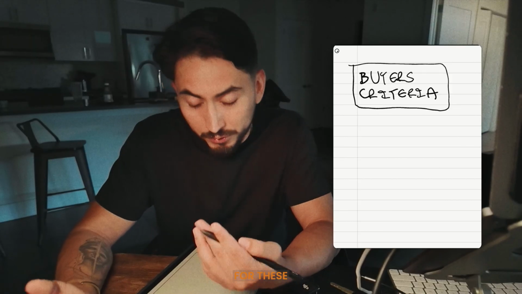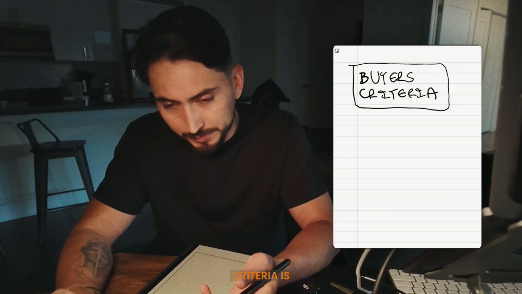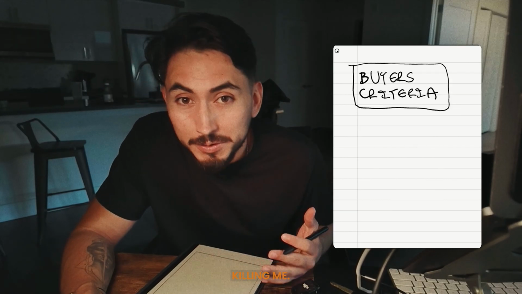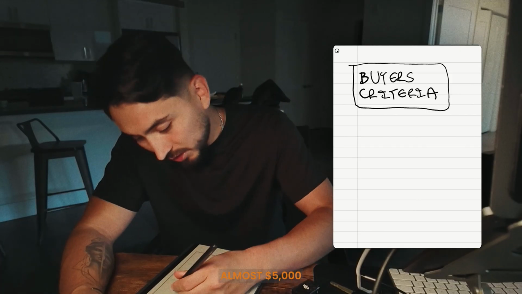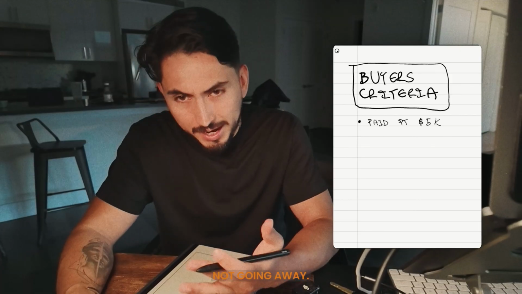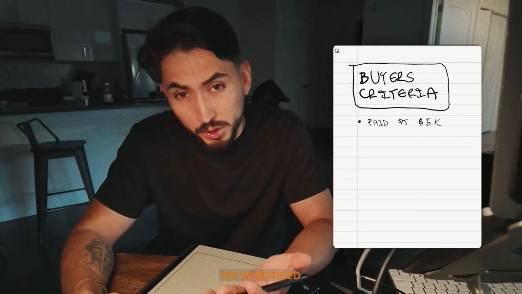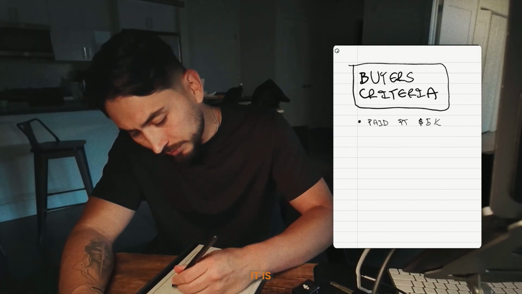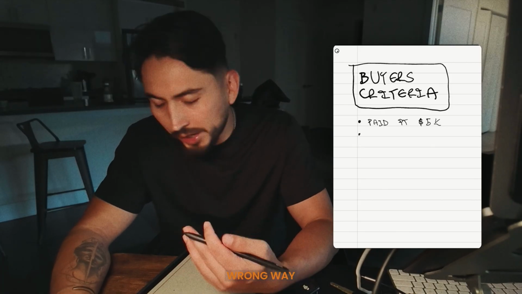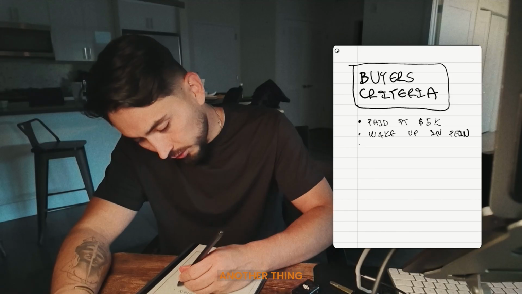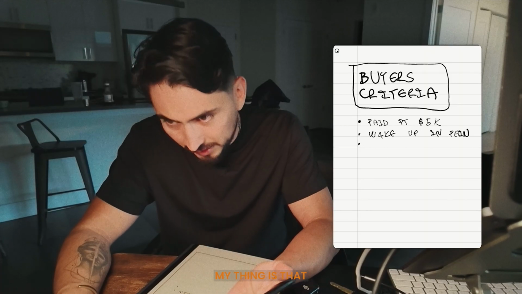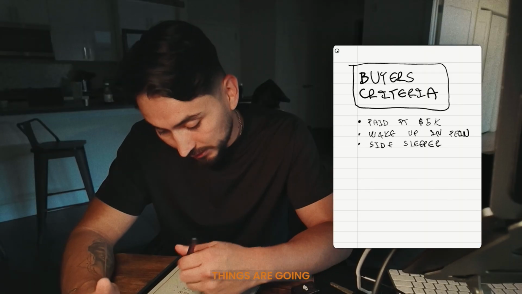So as I shop for this mattress, my buyer criteria is: my back is freaking killing me. I've paid a PT almost $5,000 already, and it's not going away. But one of the things that we've noticed is that when I sleep, it is as if I am sleeping the wrong way and I wake up with back pain. Also, another thing I've noticed is that I sleep on my side. So these things are going through my mind.